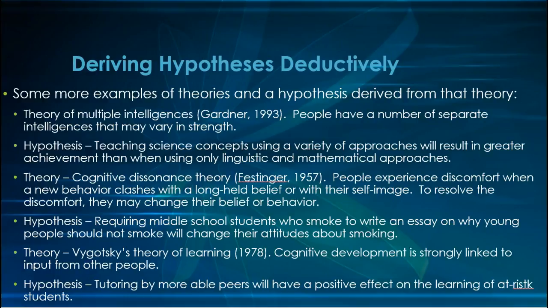So a few more examples of deductively deriving a hypothesis would be the famous Gardner multiple intelligences theory. Basically what he's saying is that people have a number of different, separate intelligences that may vary in strength. So our hypothesis would say teaching science concepts using a variety of approaches will result in greater achievement than when using only linguistic and mathematical approaches.